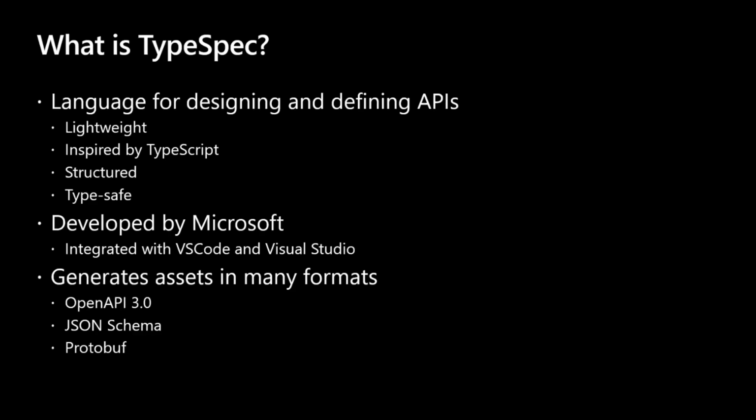So you can use this language in Visual Studio Code or in Visual Studio, and you can use it to generate, starting from the TypeSpec syntax, OpenAPI specifications, JSON schemas, and generally speaking, definitions for your own APIs.